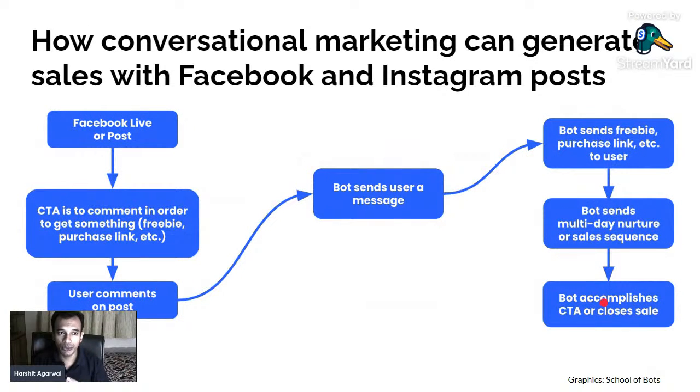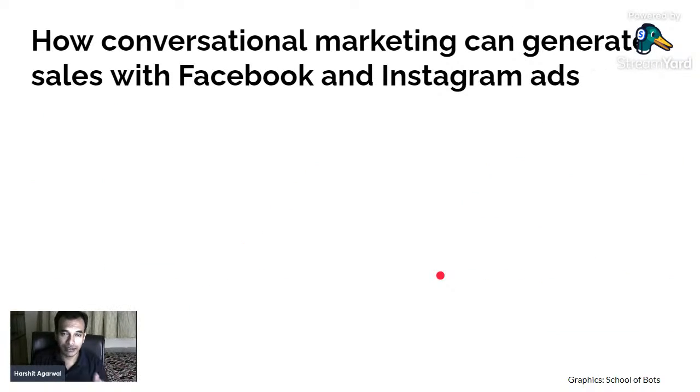And again, if you are doing a Facebook Live, an Instagram Live, or if you have a Facebook post, then you can get people to comment on the post. You can get the chatbot automation triggered, and the sales can be accomplished. And lastly, you can also accomplish sales using Instagram ads. So business owners can implement all these strategies in their business at these different touch points and generate sales.